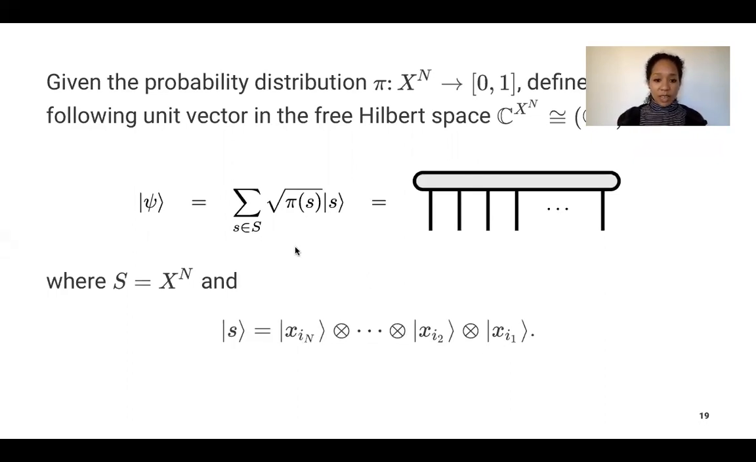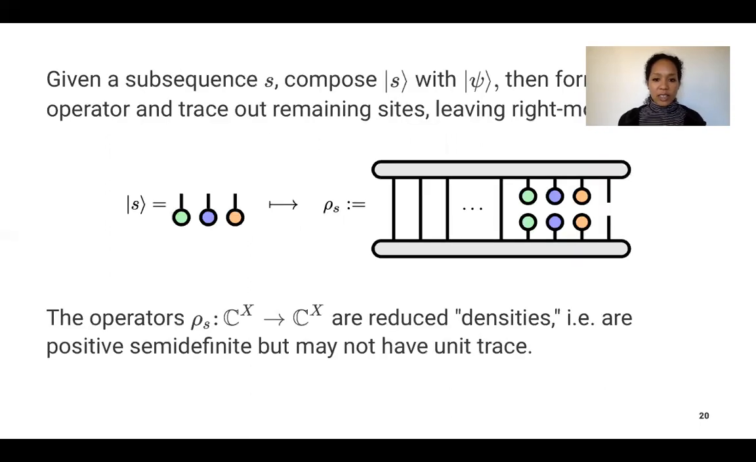So this is really my superposition of product states, and now I'm just weighting them by the square root of their probabilities to ensure that it has length 1. So given our probability distribution, I get a unit vector in this way. And given this unit vector, I can now define operators associated to sequences of length at most n.